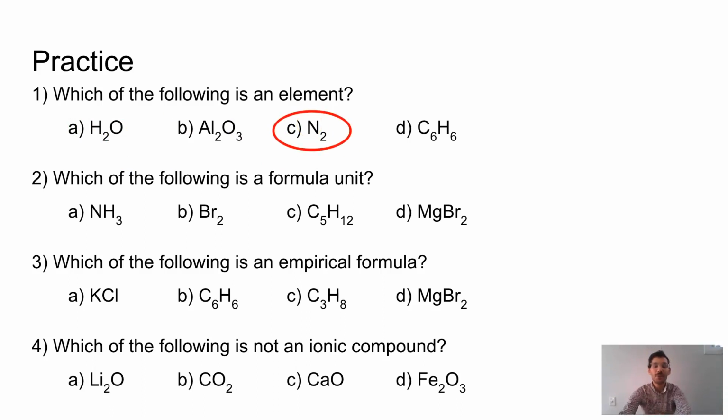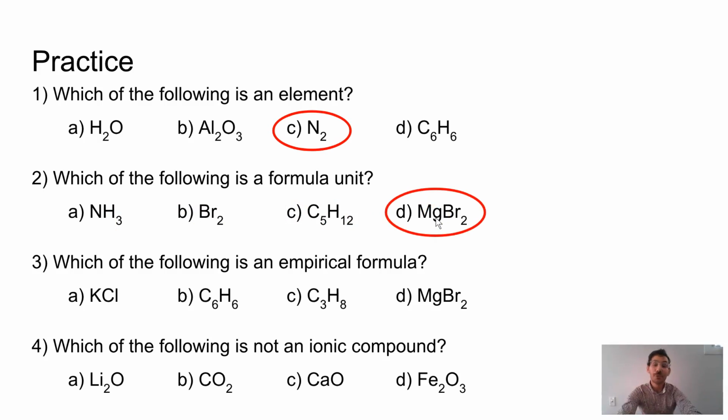Which of the following is a formula unit? Well, remember, formula units are for describing ionic compounds, and ionic compounds are typically a combination of a metal and a non-metal. This MgBr is our only example where we have a metal. All of these other elements are non-metals. So this must be our formula unit.